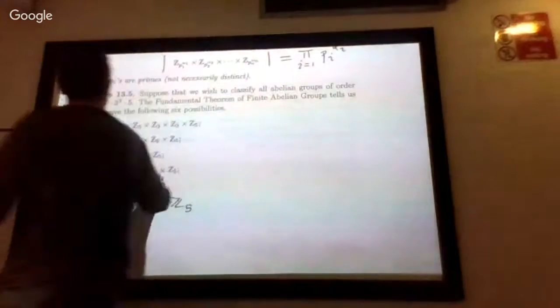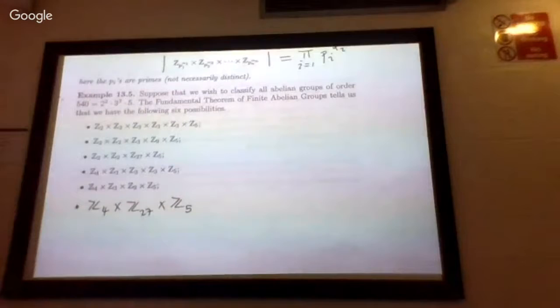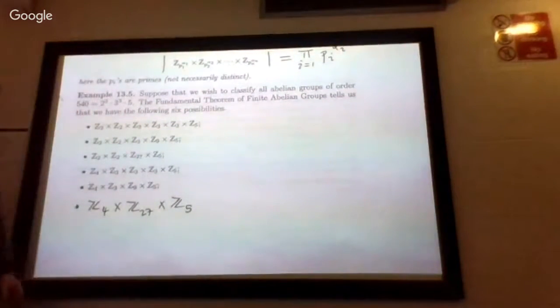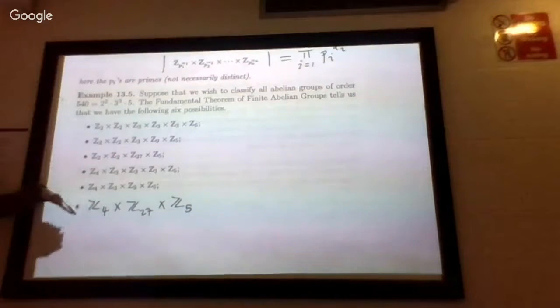Each of those 6 are different isomorphically, and there's no other way of writing down a group of this type of construction that will have size 540 that is in a different isomorphism class to these.